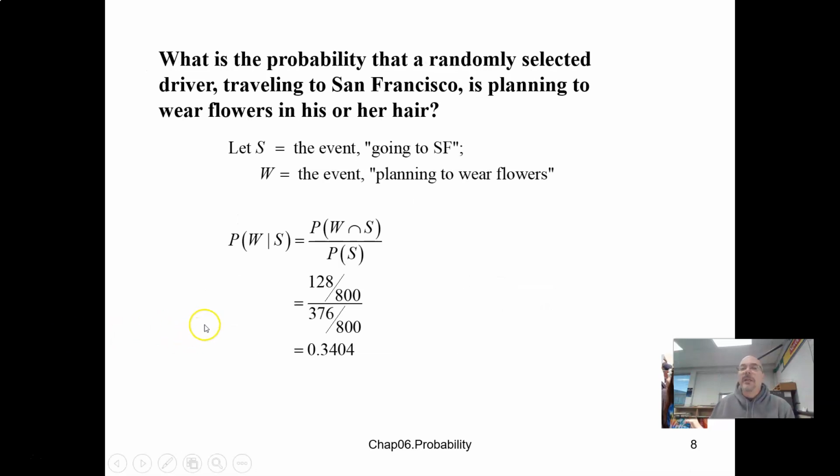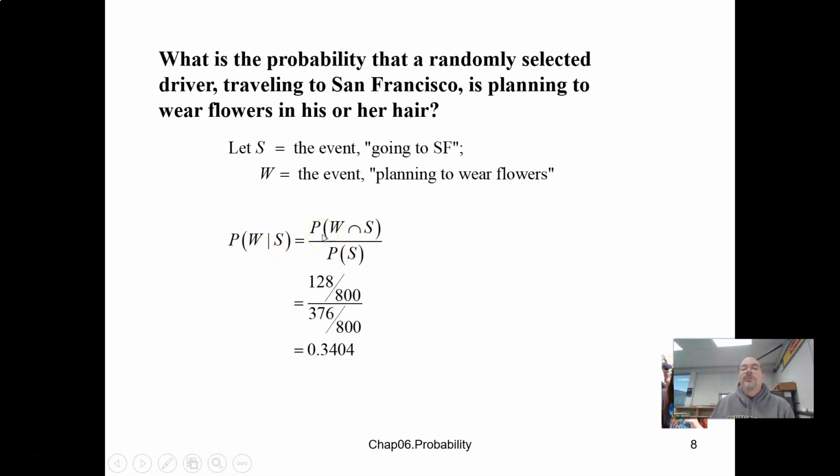What is the probability that a randomly selected driver traveling to San Francisco is planning to wear flowers in his or her hair? Okay, now this is a conditional probability. We haven't gotten to that yet. We're going to get to that in chapter 6.3, but I want you to look at the setup. So S is the event going to San Francisco, W the event planning to wear the flowers. Now this is conditional notation.